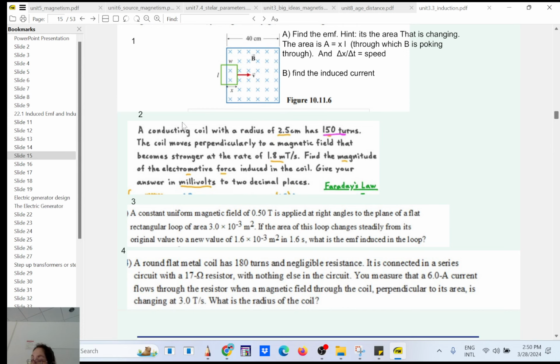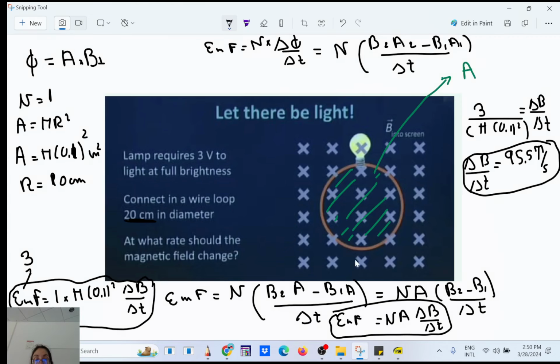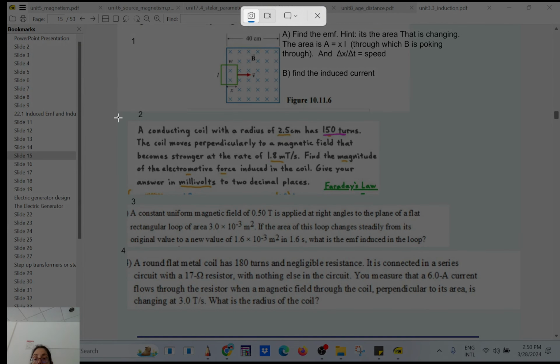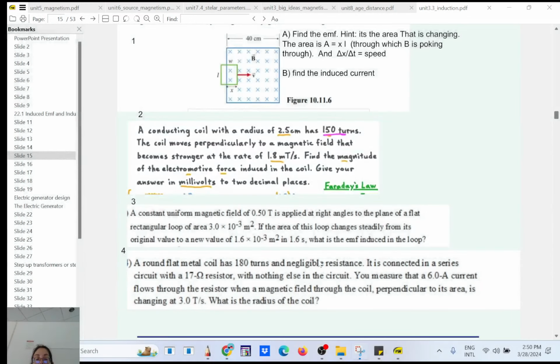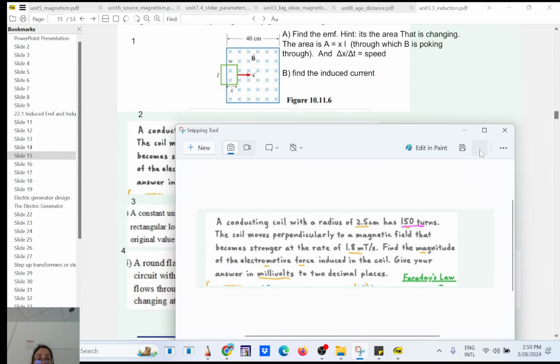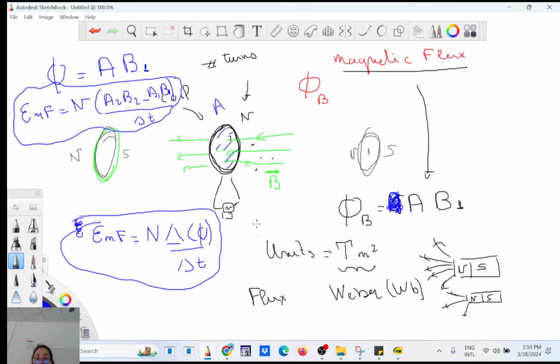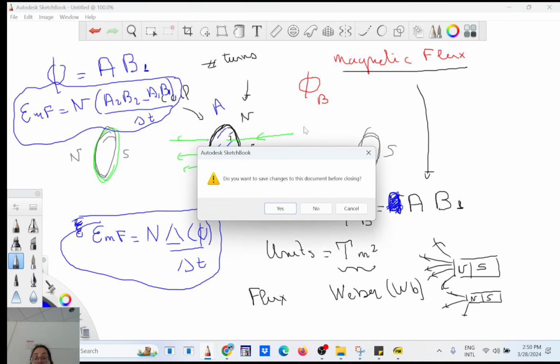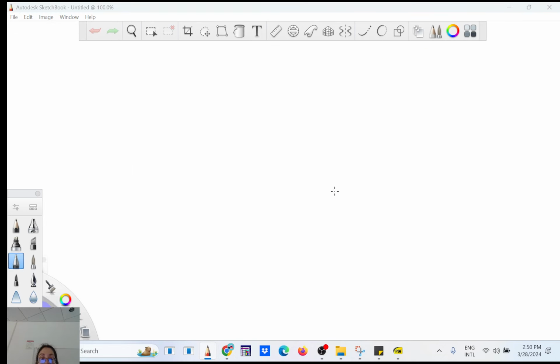I'm going to start with number 2. So this is not for test 3, but this is for the final. So if you pay attention, you won't have to worry so much about the final.